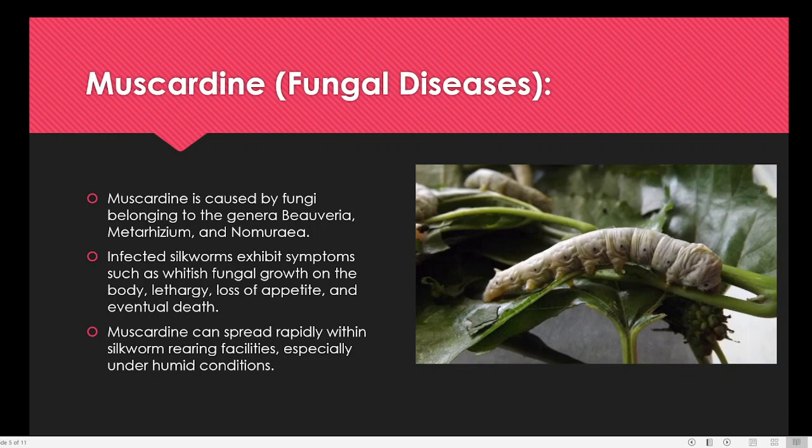And what happens in the case of this silkworm is that as a result of this infection, it will exhibit a whitish fungal growth on the body. That is one important thing. The entire body will be covered with a whitish fungal mycelium, and the silkworm will be quite lethargic. Lethargic means not moving much. And there will be loss of appetite. Appetite means hunger. The silkworm won't be eating anything, and that finally leads to the death of the silkworm. And this is a very fast spreading disease.